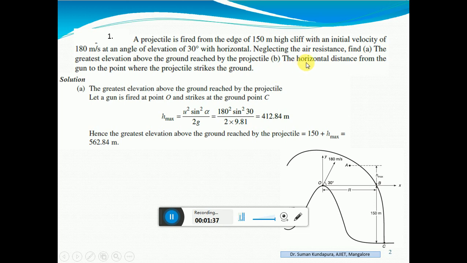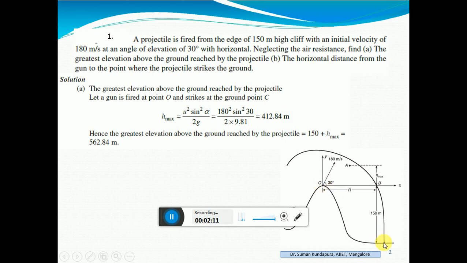Next you are supposed to find out the horizontal distance from the gun point where the projectile strikes the ground. So its starting point is the gun point, and it has reached the ground. You are aware from the problem that a cliff is mentioned. That means somebody has fired the gun from the cliff, from that point to the ground.